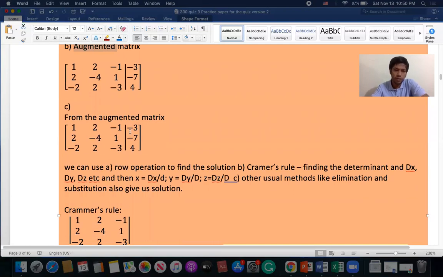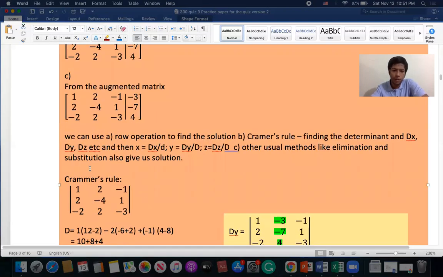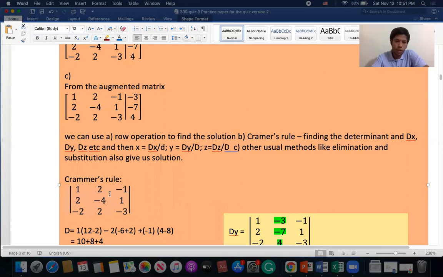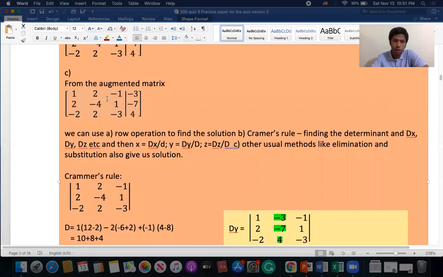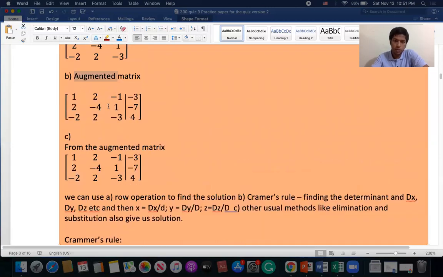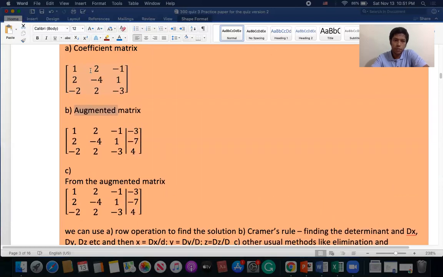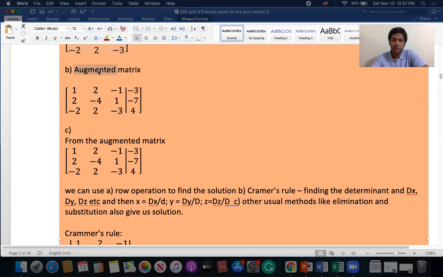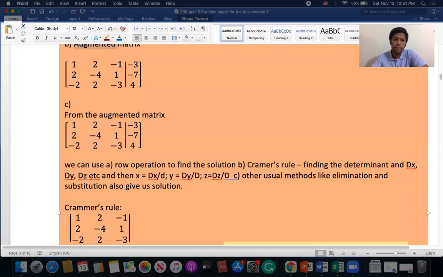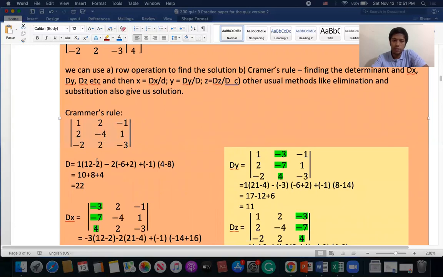Now, how do we solve it? This is the given matrix. How do we solve it? There are a couple of methods. Here we use Cramer's rule. In Cramer's rule, first we find D, which is the value of the coefficient matrix, just taking the x, y, z coefficients, and we find the determinant. Why do we need it? Because in the formula, x equals Dx divided by D. So first we need to find D.